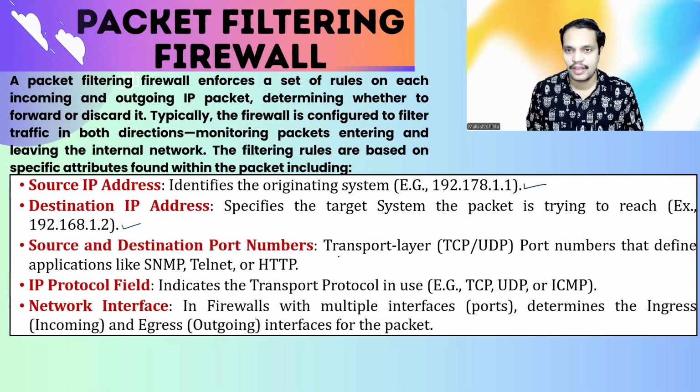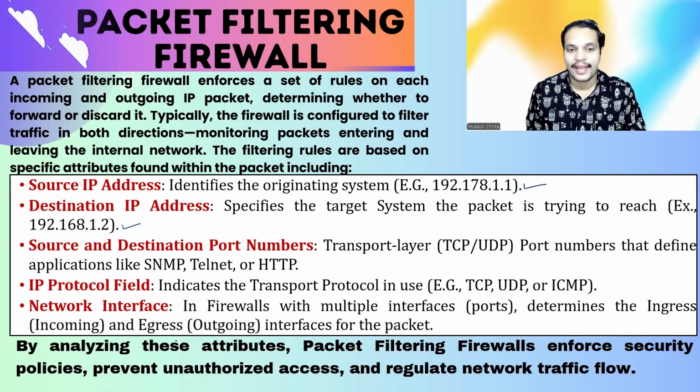The last one is, if there are multiple ports available in the firewall, it determines the ingress port, through which port the packet is entering the network, and the egress port, through which port the packet is exiting the network. Now, by analyzing these attributes like the source and destination IP addresses, the source and destination port numbers, the IP protocol field, and the network interface, packet filtering firewalls enforce security policies, prevent unauthorized access, and regulate network traffic flow.